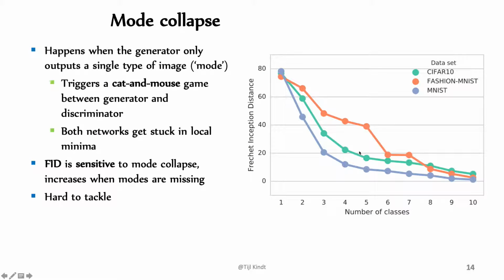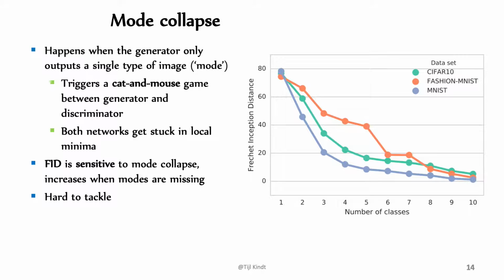What's happening is the concept of mode collapse. This happens when the generator is not outputting a variety of images anymore, but outputs only a single mode, a single type of image. And that triggers a kind of cat and mouse game with the discriminator. The generator figures out that it's able to fool the discriminator with blue images, and then the discriminator picks that up, and then the generator is forced to move to another local minimum, and then it goes back and forth a little bit.